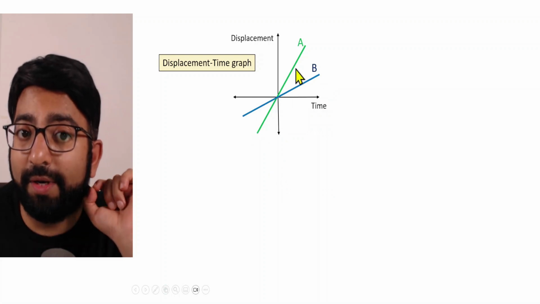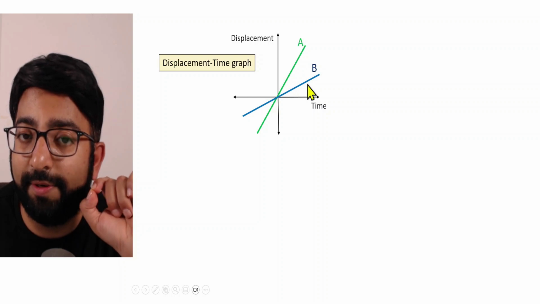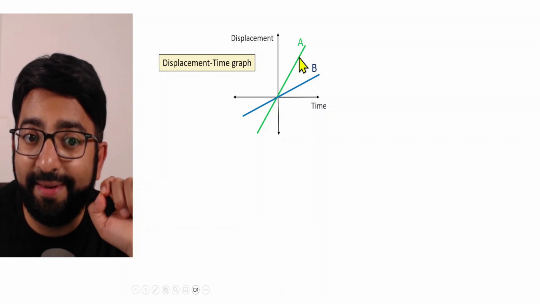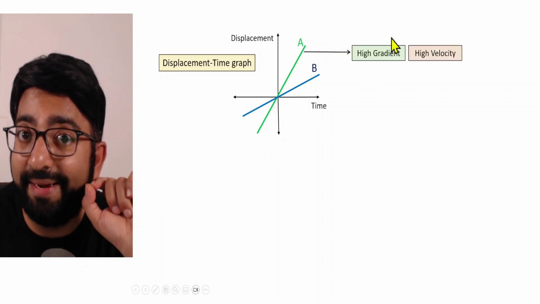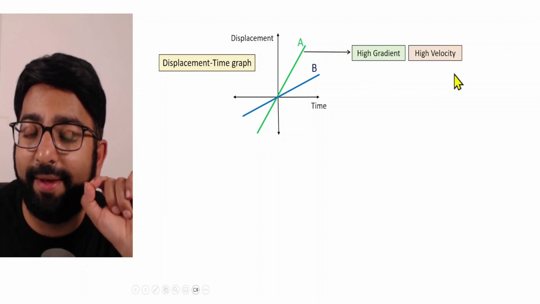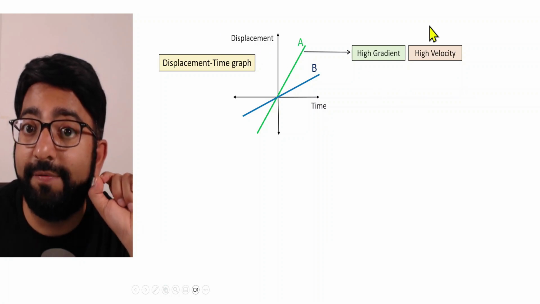So both these graphs are straight lines passing through the origin, but the slopes of A and B are of course different. If you observe carefully, the gradient for the particle A is much higher. So it is a high gradient, which means velocity will be high. Because remember the logic, gradient of a displacement time graph gives us velocity.